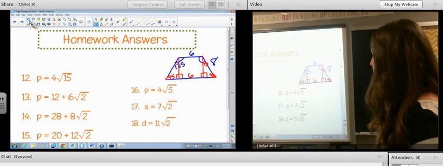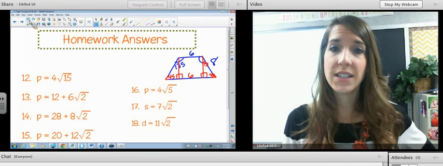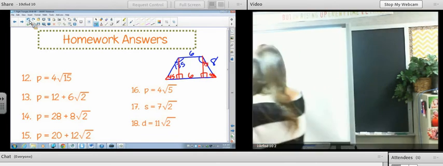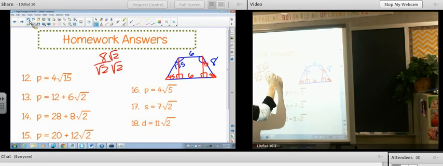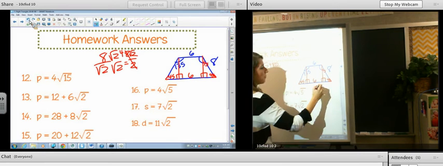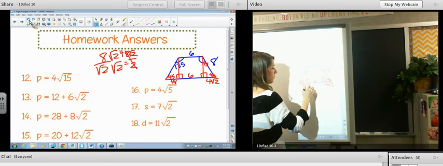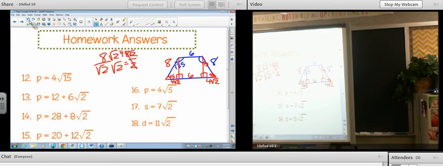And we know that we can go backwards and we can divide by root 2. So we're going to do 8 divided by root 2. But then we would need to rationalize the denominator. So we're going to get square root 2 times square root 2 is 2. 8 times root 2 is 8 root 2. That's going to cancel, and we're going to get 4. So we know this is 4 root 2. We know this is 4 root 2. This is an isosceles trapezoid, so that one's going to have to be 8.